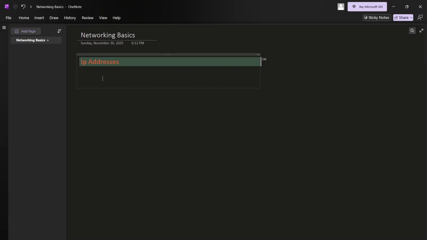Today's session is all about IP addresses and types of IP addresses.